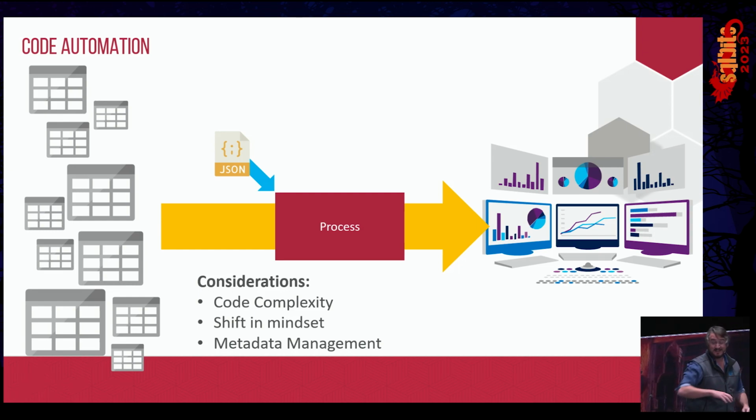Now, the flip side, yeah, you've got code complexity. We're no longer using a GUI. We haven't got a user interface to build things. We're writing a bit of code. We're using a programming language. So there is a shift in how we think about things. There's more complexity in terms of how we build these things. But in the grand scheme of things, I'm writing less code.